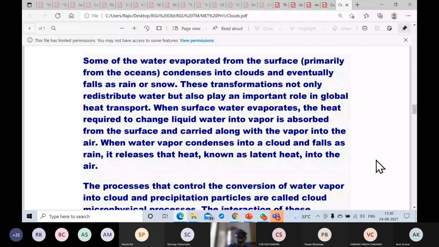Now this is one thing which you will need to remember because this will keep on figuring. When water vapor condenses into a cloud and falls as rain, it releases what is called latent heat into the air. This makes the temperature of the atmosphere rise. This is why, when it is actually raining, you will see that the temperature is more. Although it is raining, because of the release of latent heat, the temperature of the air rises. Condensation releases latent heat, which is called hidden heat.